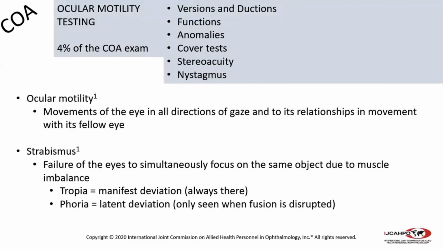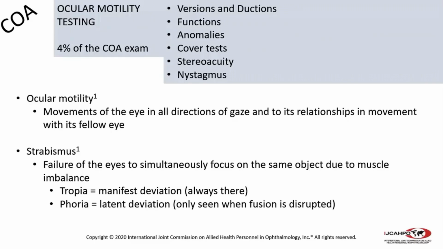4% of the exam is ocular motility testing, including versions, ductions, functions, anomalies, cover tests, stereoacuity, and nystagmus. Ocular motility is defined as movements of the eye in all directions of gaze and its relationship in movement with its fellow eye. Strabismus is defined as failure of the eyes to simultaneously focus on the same object due to muscle imbalance. Examples of strabismus are tropia and phoria.